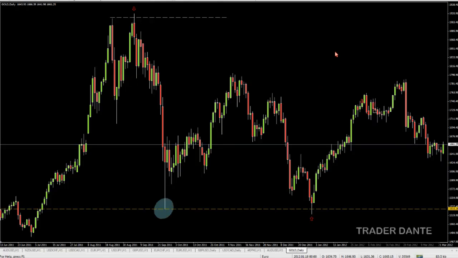So it's not that every single swing failure is going to work, but it's a very, very reliable pattern to look for and to start to trade. And I know some people that are literally trading this exclusively now.